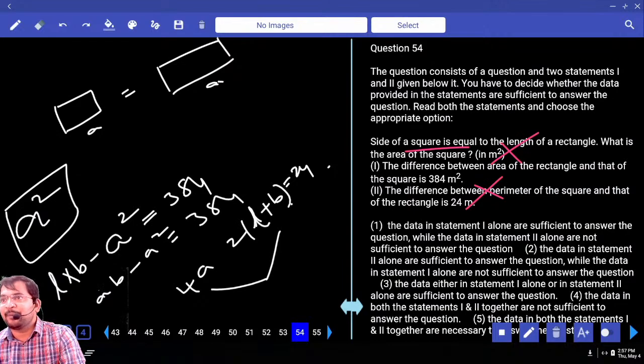When do you put either 1 or 2? 1 alone answer possible, 2 alone answer possible. Now you have to check together.